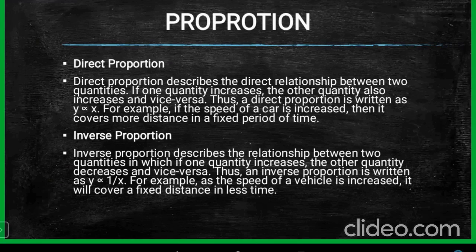In simple words, what is proportion? In proportion, we compare two ratios. In direct proportion, if one quantity is increased and the second quantity also increases, then it is known as direct proportion. For example, if we increase the speed of the car, this means that we can cover more distance. When we speed up our car, we are covering more distance. The increasing speed will increase the distance, so both are increasing. Vice versa, if we decrease something and the other thing also decreases, this is known as direct proportion.